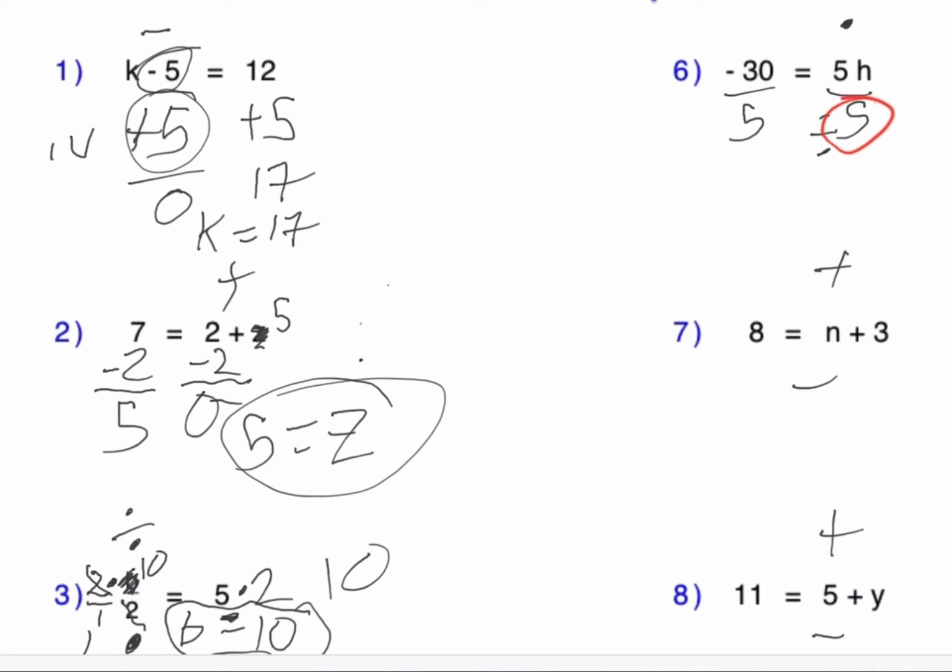So now we've got 5h divided by 5, negative 30 divided by 5. 5 divided by 5 is 1, so that becomes a 1. And negative 30 divided by 5 equals negative 6. So now negative 6 equals h, okay? Use your calculator. Pause the video and use your calculator so you can go through these, okay?